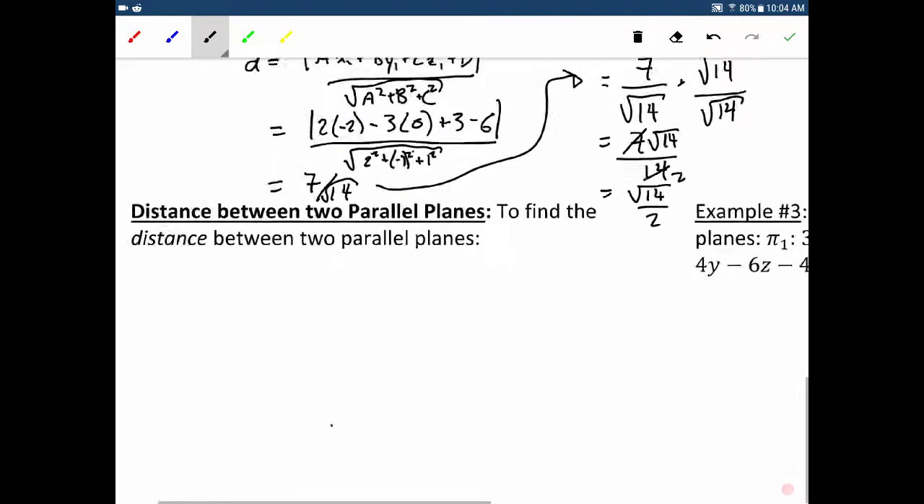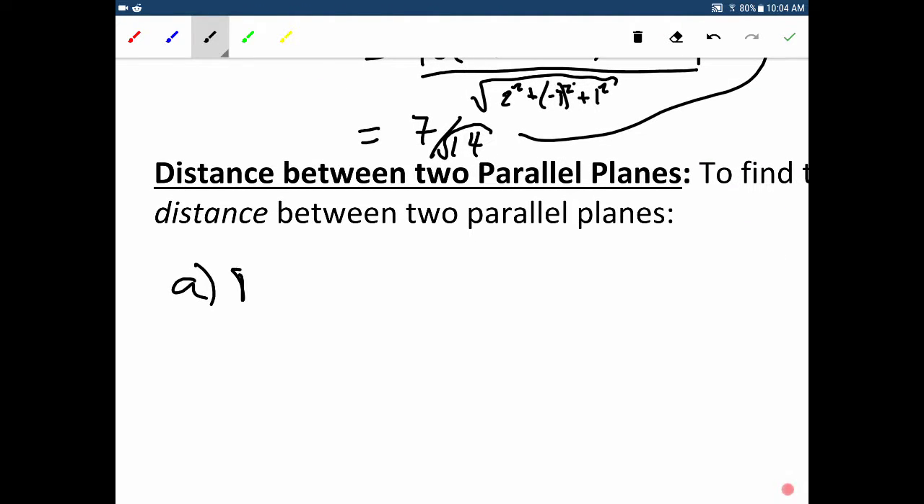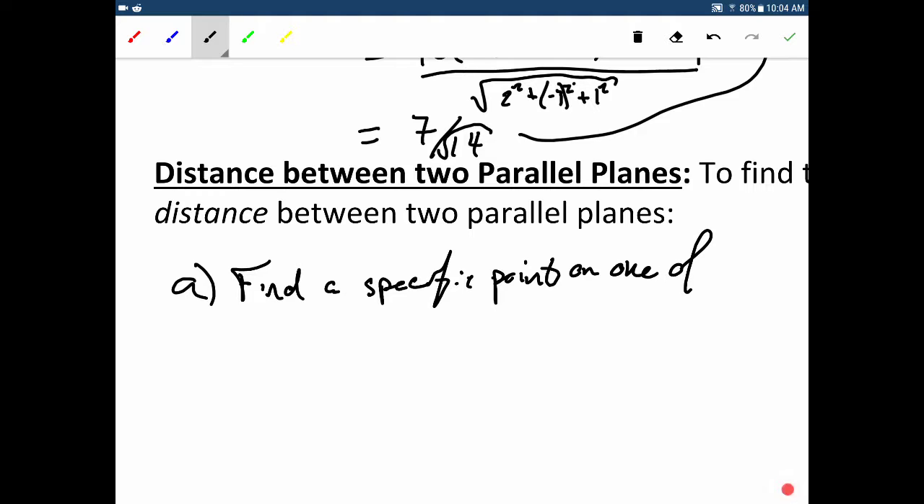All right, so the only other thing that I'm going to go over with you, I'm going to leave most of these questions for you to try on your own. The last thing that I want to look at is the distance between 2 parallel planes. So to do this, first of all, you're going to find a specific point on one of the 2 planes.